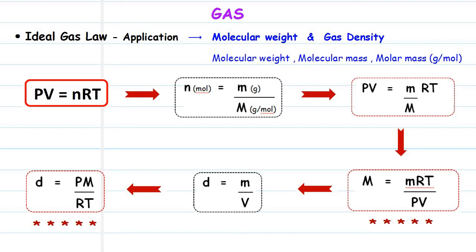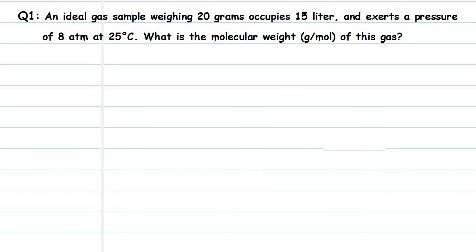So let's take a look at some practice questions here. For this one, an ideal gas sample weighing 20 grams occupies 15 liters and exerts a pressure of 8 atm at 25 degrees Celsius. What is the molecular weight in gram per mole of this gas?